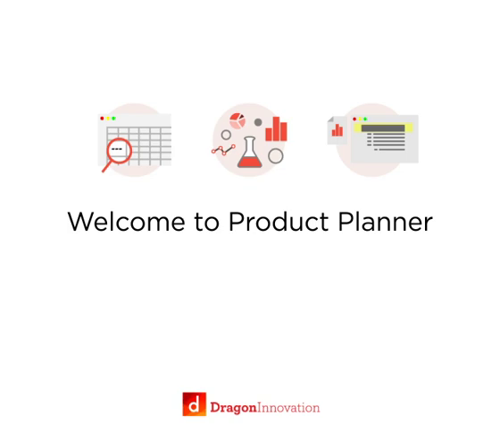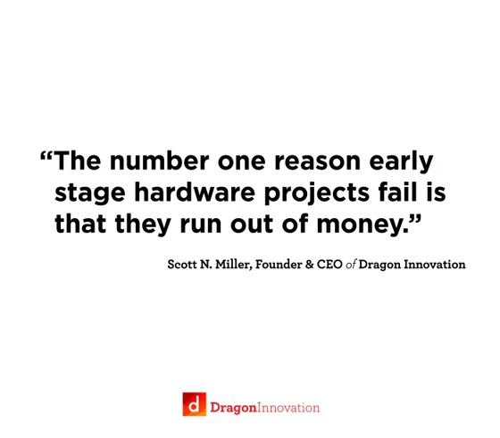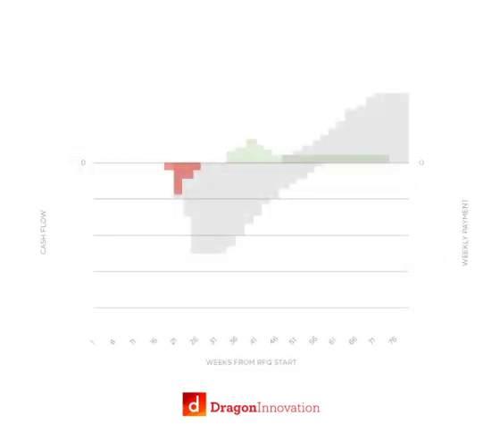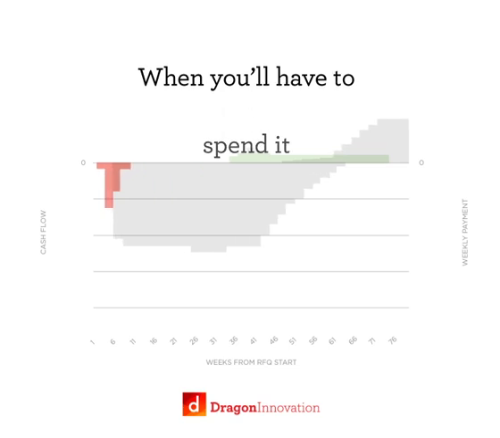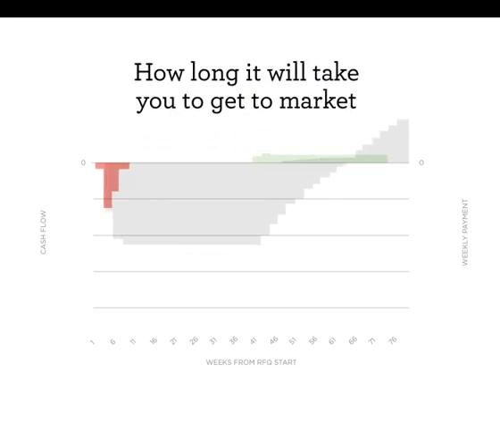But first, a quote. Obvious, right? Maybe, but what isn't obvious to many teams is why they run out of money. Usually, it's a combination of underestimating how much you'll have to spend, when you'll have to spend it, and how long it'll take you to get to market. Unless you've built your exact product before, odds are you're missing something.